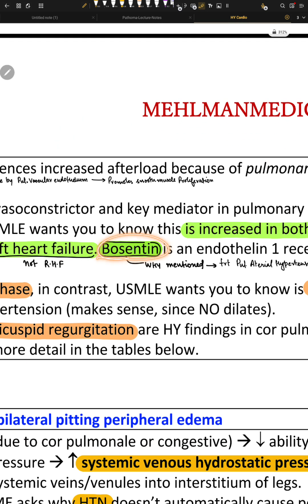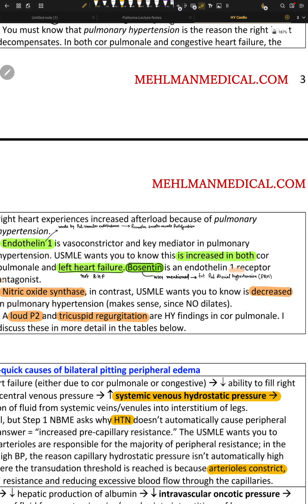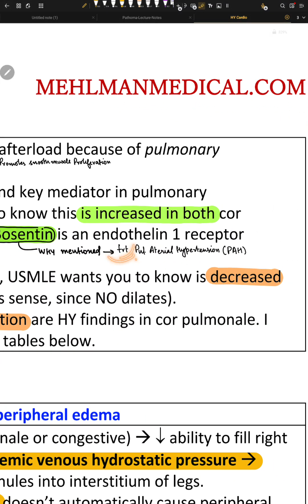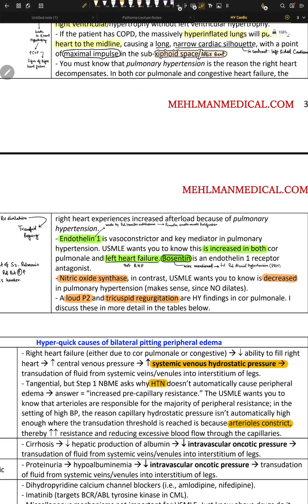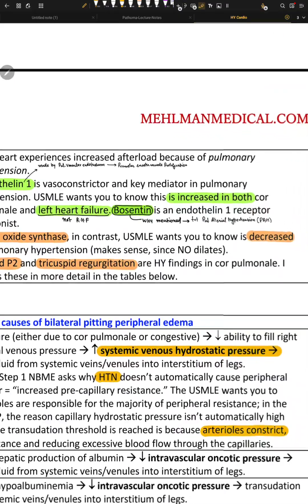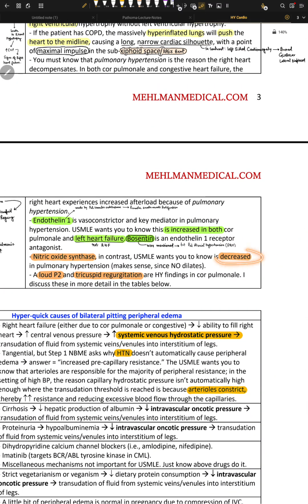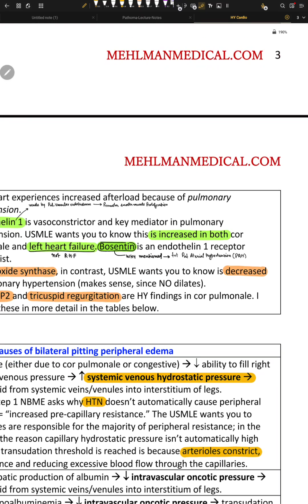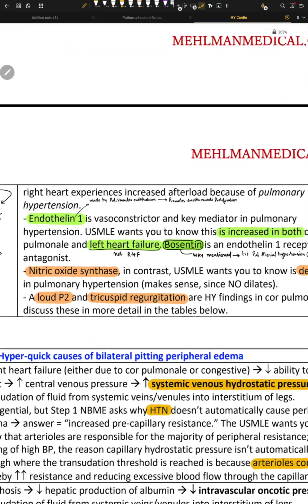Why bosentan? Well, bosentan is an endothelin 1 receptor antagonist. Why? Because it's a treatment for pulmonary arterial hypertension. Bosentan, that's really simple. Another thing we can give is nitric oxide synthase. In contrast, USMLE wants you to know that nitric oxide is decreased in pulmonary hypertension, which makes sense since nitric oxide dilates. It's very simple.